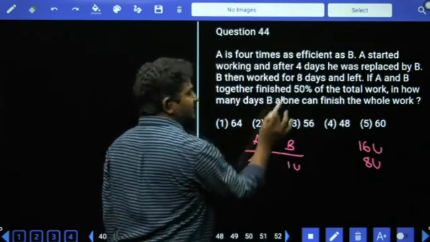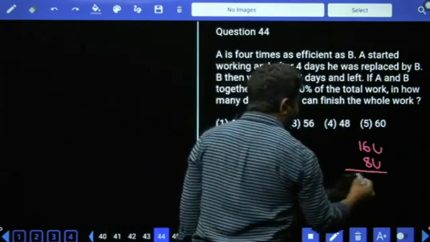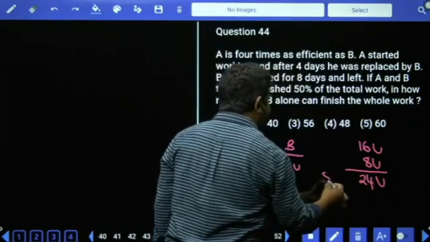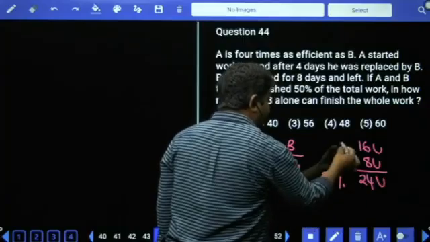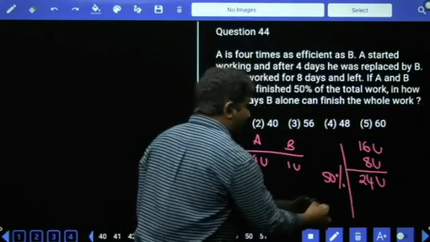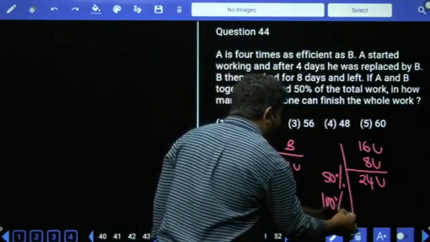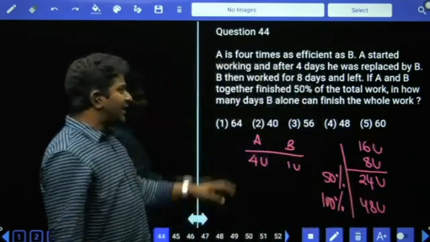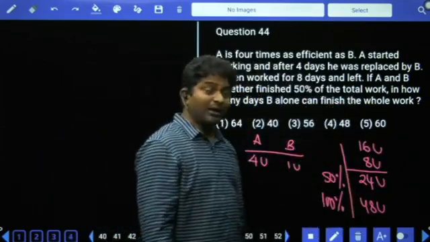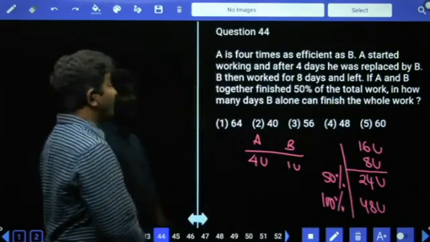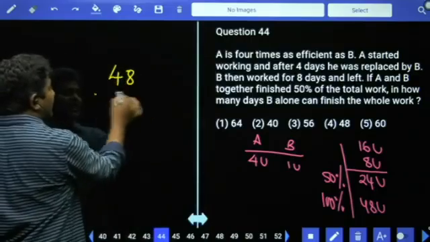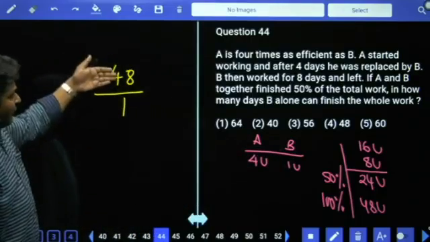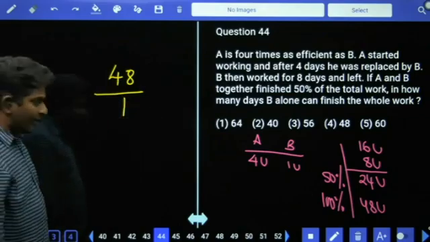A, B together finished 50% of the total work. Now, A and B together completed 24 units of work, and which is equal to 50%. If 50% is equal to 24, 100% of the work is equal to 48 units. Now we were asked to calculate in how many days B alone can finish the whole work. Whole work in the sense 100% work, that is equal to 48 units, and B is doing 1 unit of work, and B can complete the total work in 48 by 1, that is 48. Fourth option is our answer.